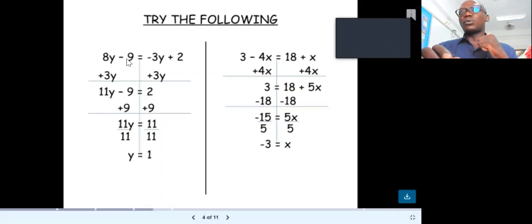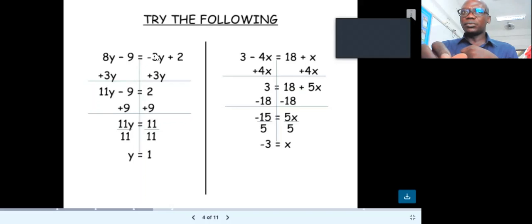And then we shall also compare negative 9 and positive 2. Negative 9 is less than positive 2. So we'll also take it to the other side and it will become a positive. Let's try it and see. So we shall have 8y plus, because this is a negative and it's coming this side, it becomes plus 3y. 8y plus 3y gives us 11y.